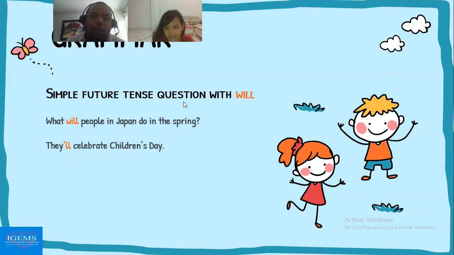But never forget that in order for you to have the contraction of the future, Bonnie, you need to have an apostrophe, which is this. Look at here. Okay, I'm looking. Okay, this is the apostrophe.